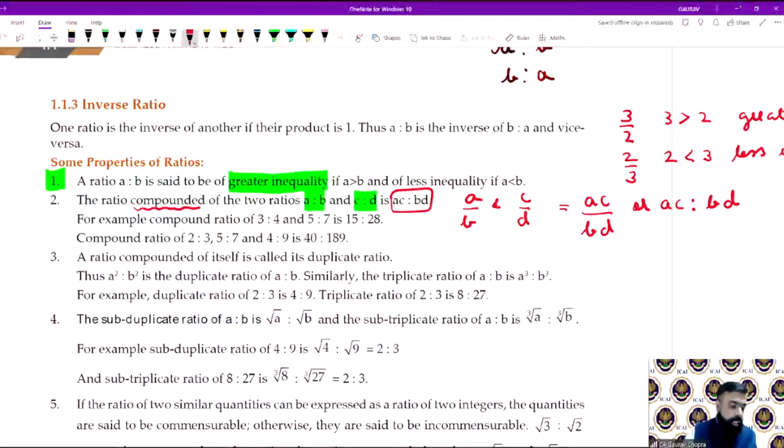So Soumya is asking, is this a subjective paper or objective? We have already discussed. This is an objective paper having 100 MCQs, 100 multiple choice questions.